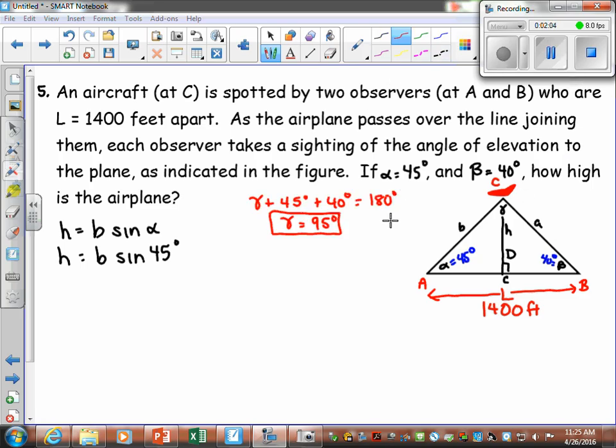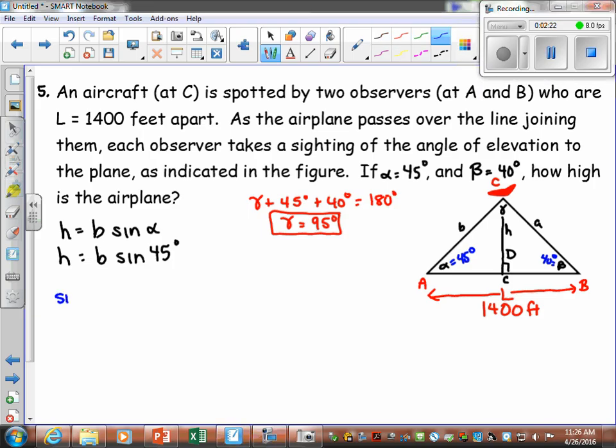Okay, so one of the things we can solve for, and it's usually one of the easier things we start with, is our gamma. So we have 95. So now we have all of these angles. The next thing is we need a side. Particularly to find H, we need side B. So we can go ahead and use the law of sines.